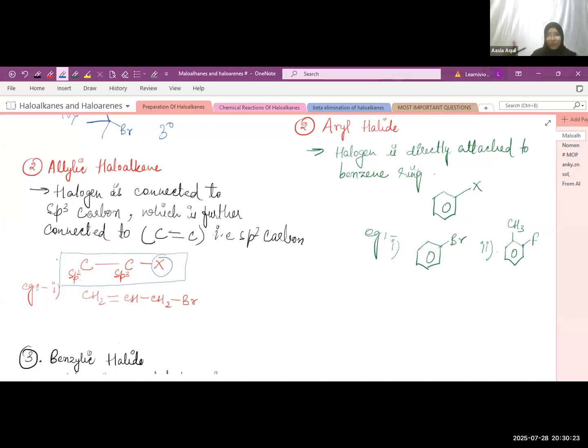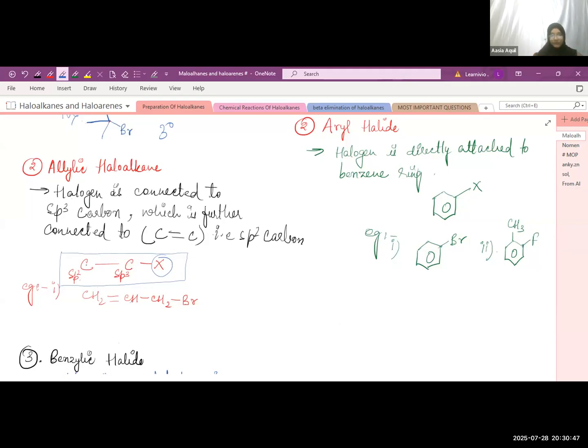So again, I'm repeating what an allylic type of haloalkene is. You just have to check that the halogen group is attached to an sp3 hybridized carbon, and if that sp3 hybridized carbon is attached to an sp2 hybridized carbon, meaning you will see a carbon-carbon double bond, that type of haloalkene is your allylic haloalkene. Clear, Aneesha?